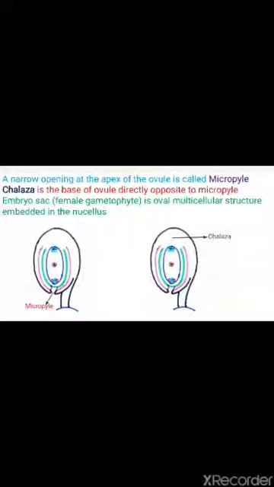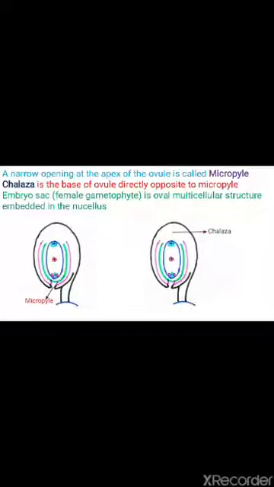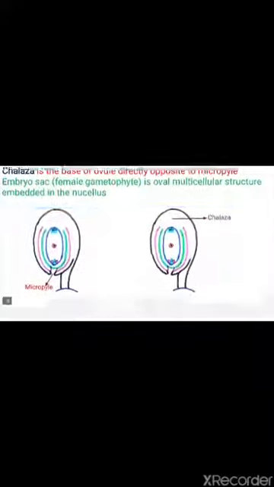And the next one is the embryo sac. Embryo sac is actually a female gametophyte, an oval multicellular structure embedded in nucellus. So just inner to this nucellus, the oval shaped embryo sac is there.